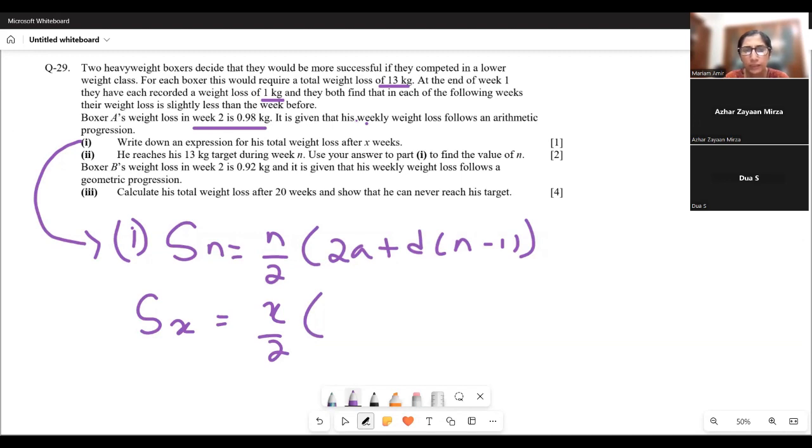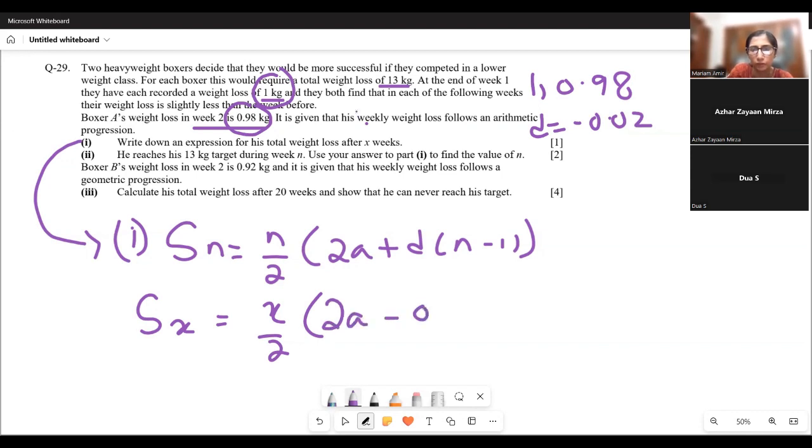A तो नहीं पता, d पता है. What's going to be d? First week, 1 kg weight is lost. कम हो रहा है ना. First week 1 kg lose हुआ है. Second week 0.98 lose हुआ है. So d is minus 0.02. Okay. So 2a minus 0.02 times x minus 1.